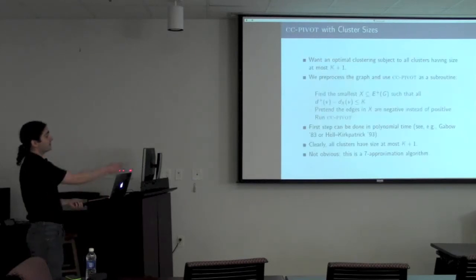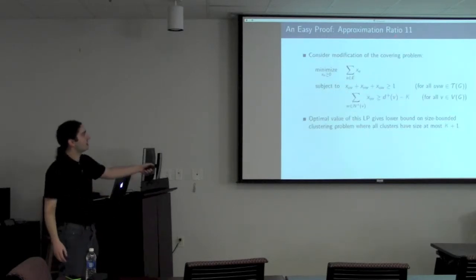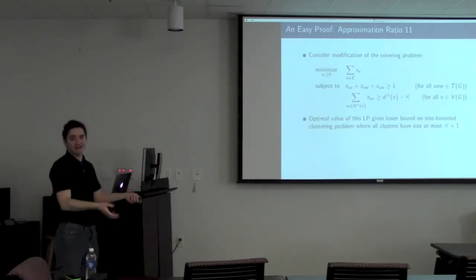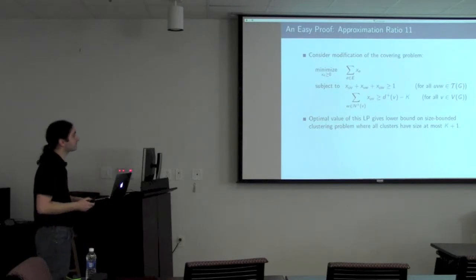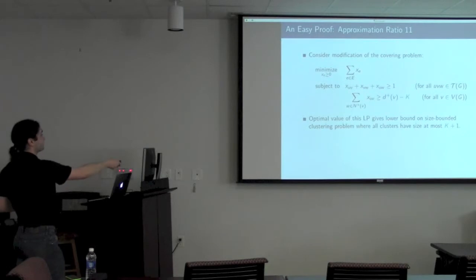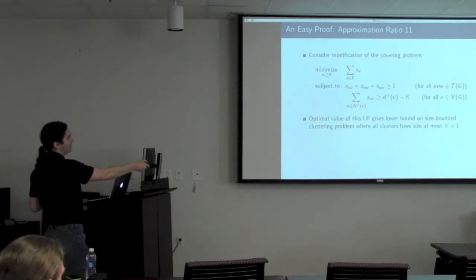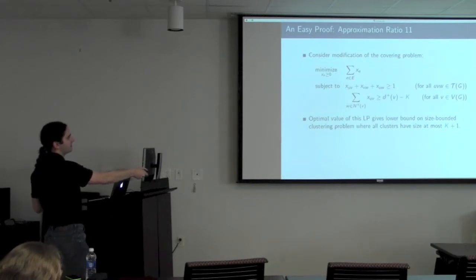So, proving approximation ratio 7 is hard. I'm not going to try to do that. Maybe I'll outline a little bit. But if you only wanted approximation ratio 11, I can kind of explain that. So I hope you like linear programming, because there's going to be a lot of it in this proof. So let's look at this modification of the covering problem. Again, this is just the problem that we saw where you want to minimize the sum of your x sub b's subject to you cover all the bad triangles.